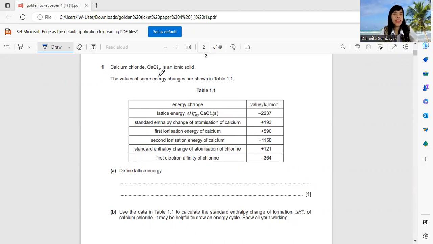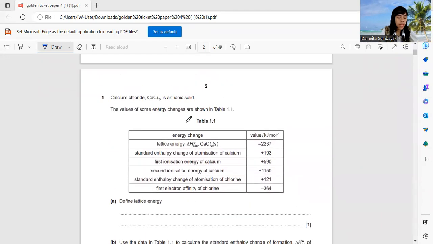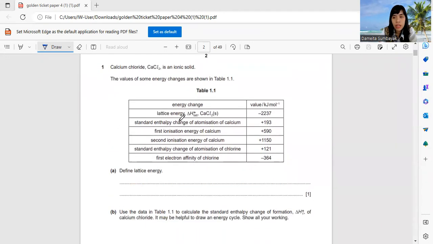Calcium chloride, CaCl2, is an ionic solid, and given the energy changes of lattice energy, standard enthalpy change of atomization of calcium, first ionization energy, second ionization energy, and so on. So question number 1A, define lattice energy.